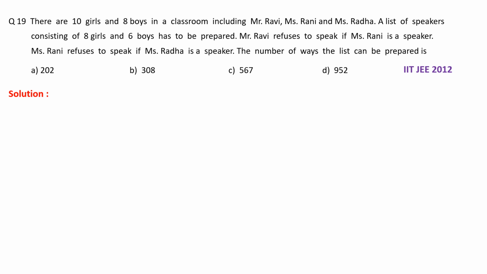Now students, in order to solve such kind of problems, the selection of right cases becomes very important. First of all, we will consider all the given conditions. The first condition is that we have to form a list of speakers in which there are 8 girls and 6 boys. Secondly, Mr. Ravi refuses to speak if Miss Rani is a speaker. And thirdly, Miss Rani refuses to speak if Miss Radha is a speaker.